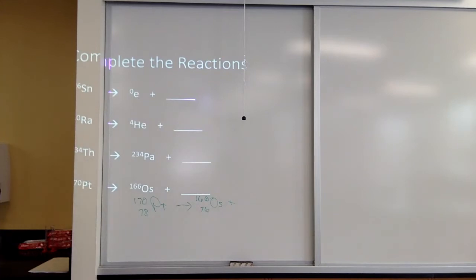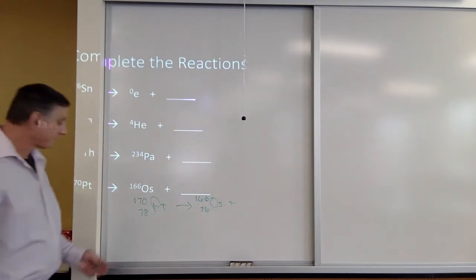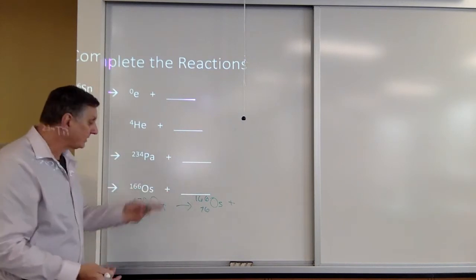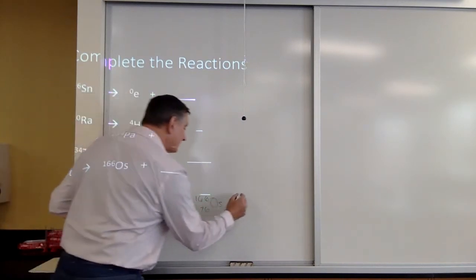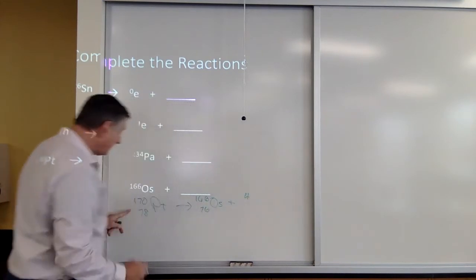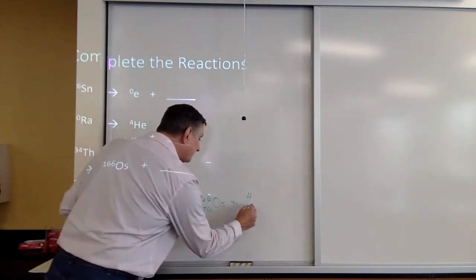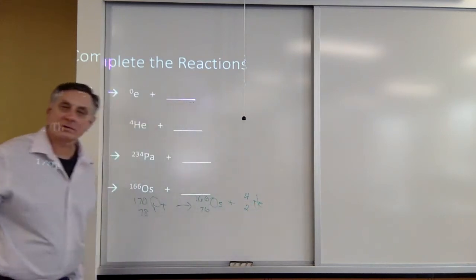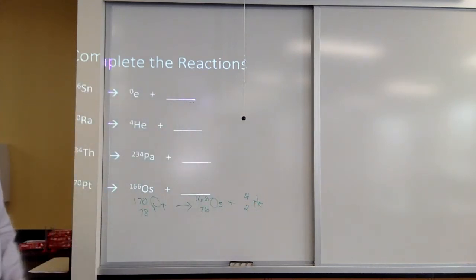How do we balance this? Well, we know our mass on the left, we know our mass on the right, we know that it's something more. 170 is equal to 166 plus 4. 78 is equal to 76 plus 2. This is clearly an alpha particle. That's it. That's all there is to balancing them.